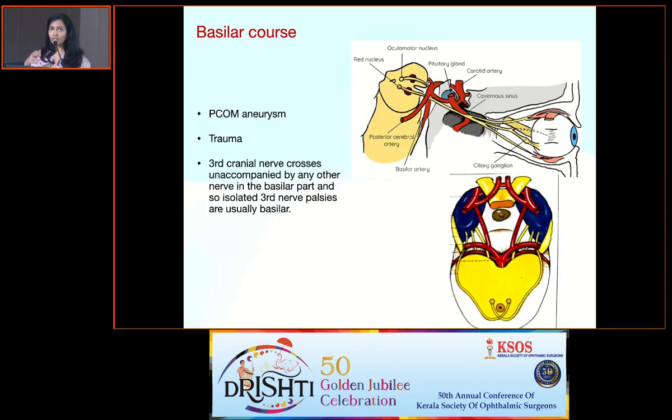So basilar course is when the nerve exits the brainstem and is coming out before piercing the cavernous sinus. Here, it passes between the posterior cerebral artery and the superior cerebellar artery and parallel to the posterior communicating artery. At this point, the nerve is actually traveling alone, and so isolated lesions can occur in this region. Having said that, the trochlear nerve and abducens nerve also go through the same path, except that they are inferiorly lowered down.